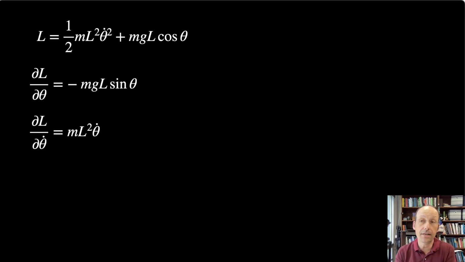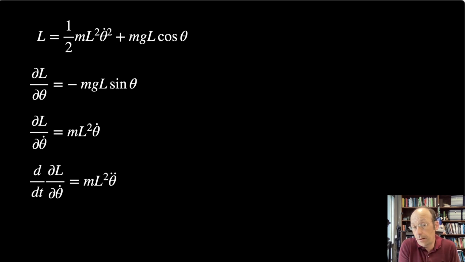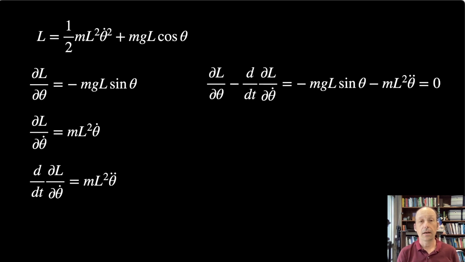Not too bad. Now I need to take an actual time derivative of this term with respect to t. I have m constant, L constant, theta dot. The derivative of theta dot with respect to time is theta double dot. Now I can put these together. That's the Euler-Lagrange equation: partial of L with respect to theta minus the time derivative of the partial of L with respect to theta dot. Putting those two together, I get negative mgl sine theta minus ml squared theta double dot is equal to 0.